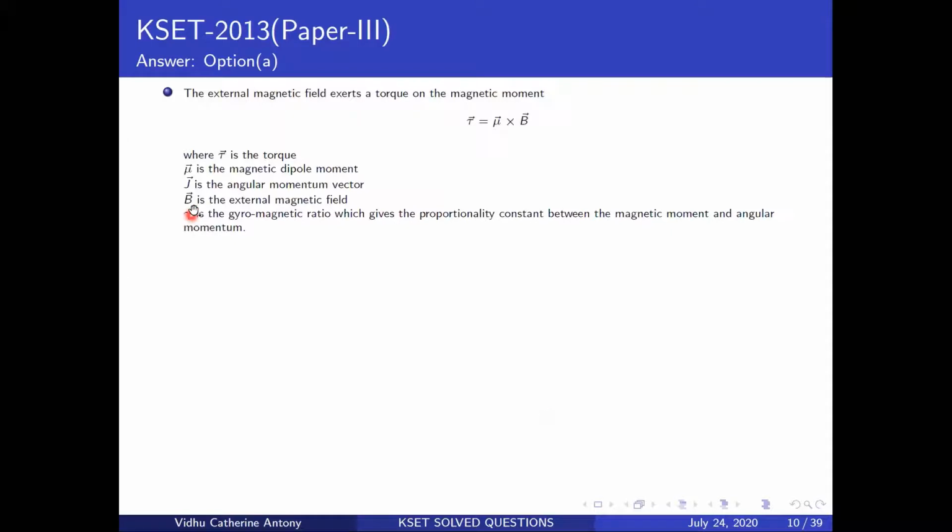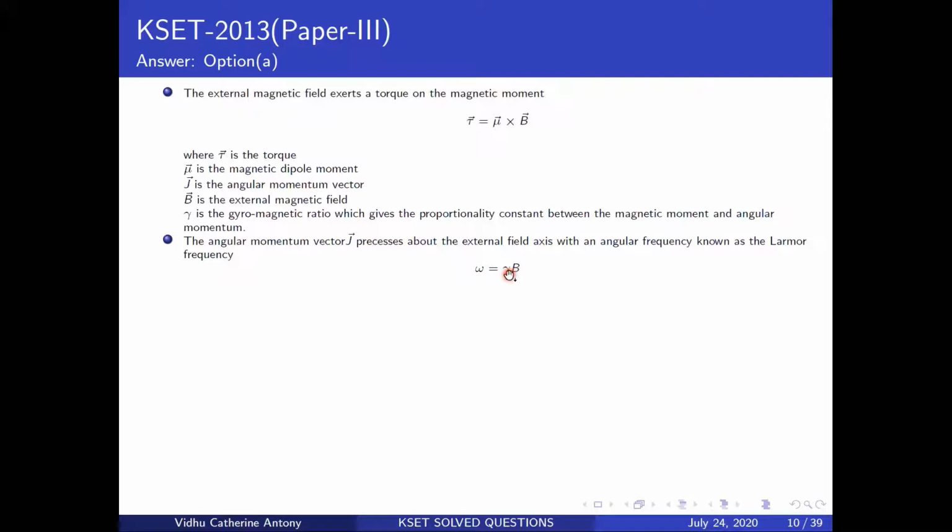There's something called gamma, which is your gyromagnetic ratio, which gives you a proportionality constant between the magnetic moment mu and the angular momentum. We'll come to that next. The angular momentum J vector precesses about the external field with an angular frequency called the Larmor frequency.